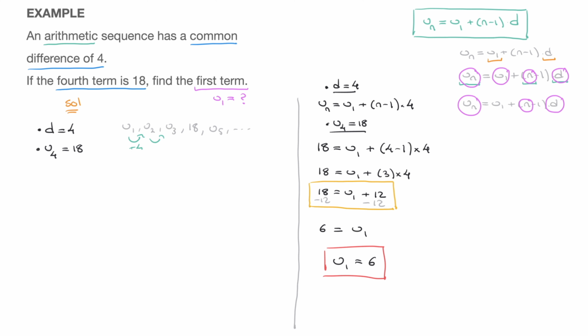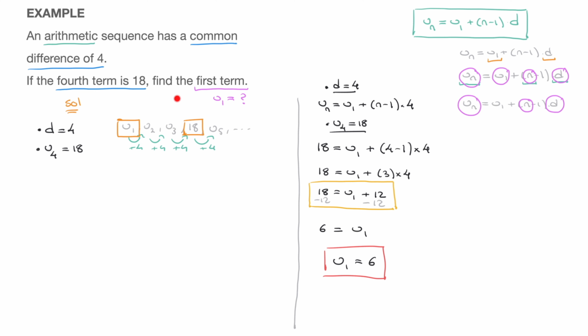So from u2 to u3, we're adding 4, from u3 to u4, we're adding 4, and so on and so forth. And now using this fact, a quick way to solve this problem is to ask ourselves how many times have we added 4 to get from the first term, which is what we're trying to find, to the 4th term, which is the term we were given.